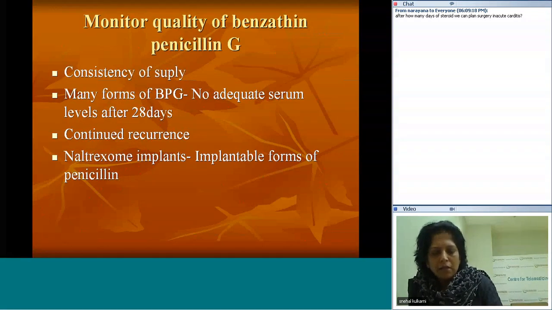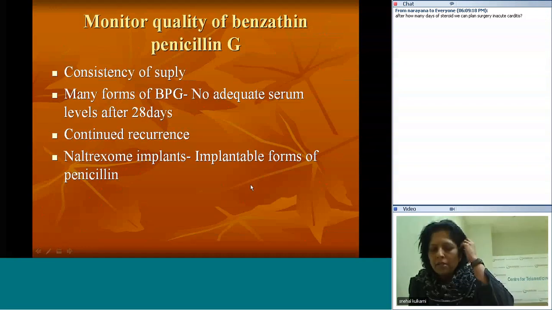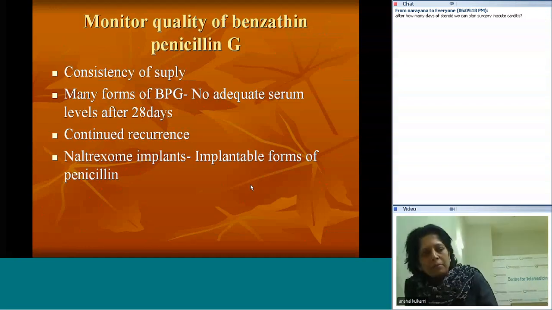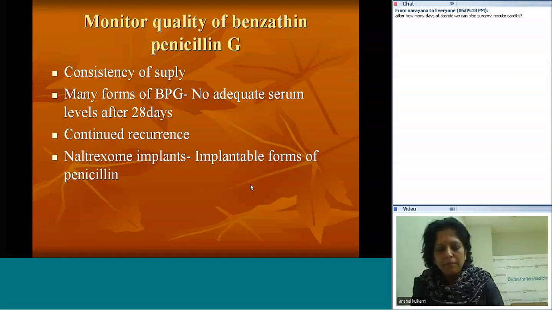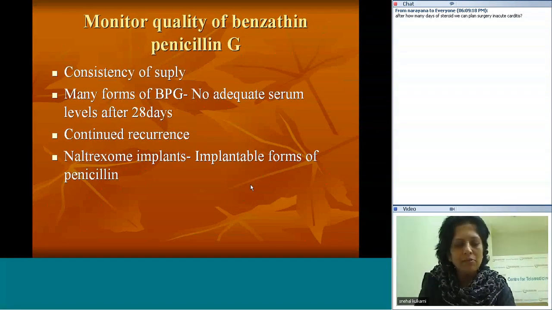There is another thing which will really help. There is work going on for implants. There are implantable forms of benzathine penicillin. So rather than taking these painful injections, if you have these implants, they will have better adherence and it will help in reducing the recurrence risk of rheumatic fever. That also needs to be looked into.